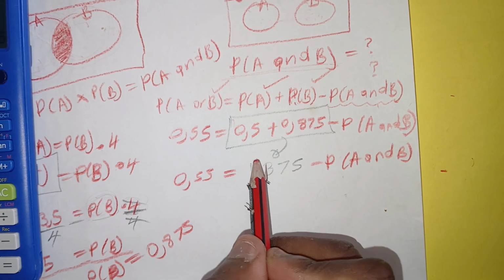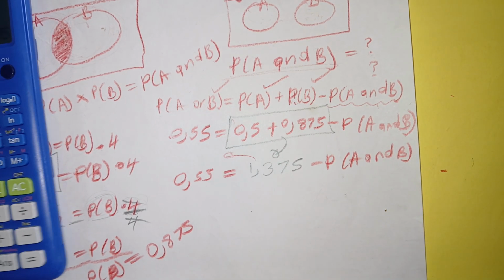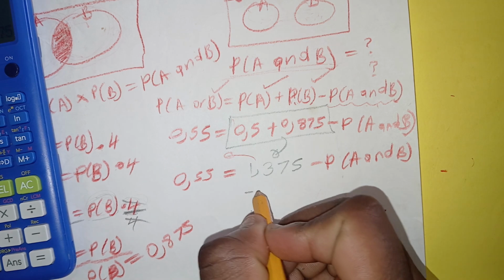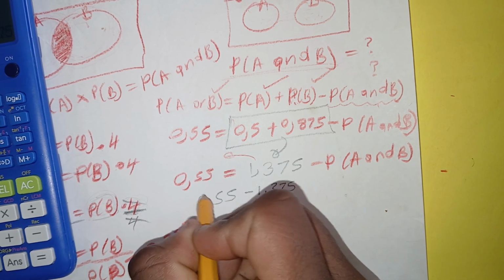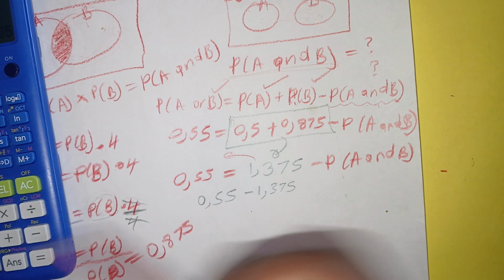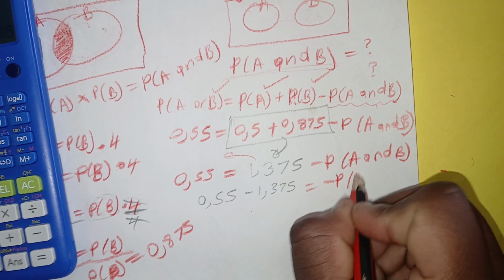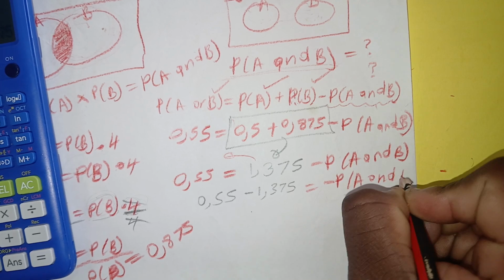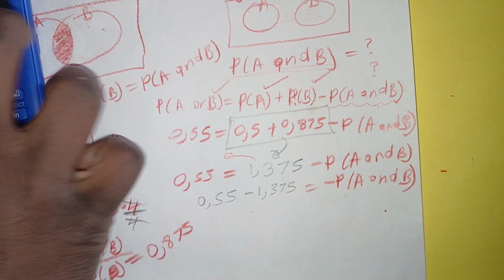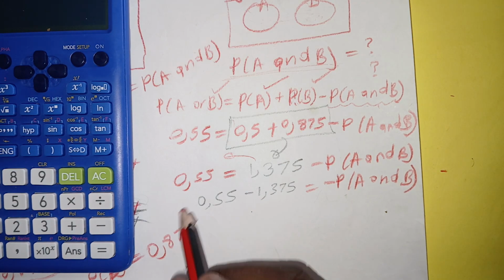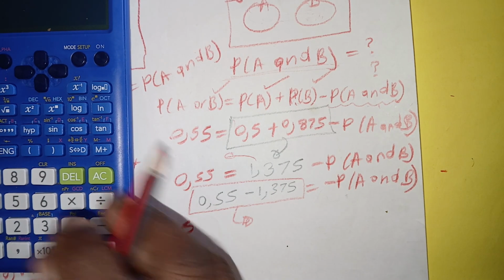So now we can take this thing to the other side so that it changes sign. Then it will become minus 550, and equal to what? Minus P, A, and B. Do you see, most guys? And also these are the numbers. You can punch them on the calculator, trying to simplify them, to get a simple answer.